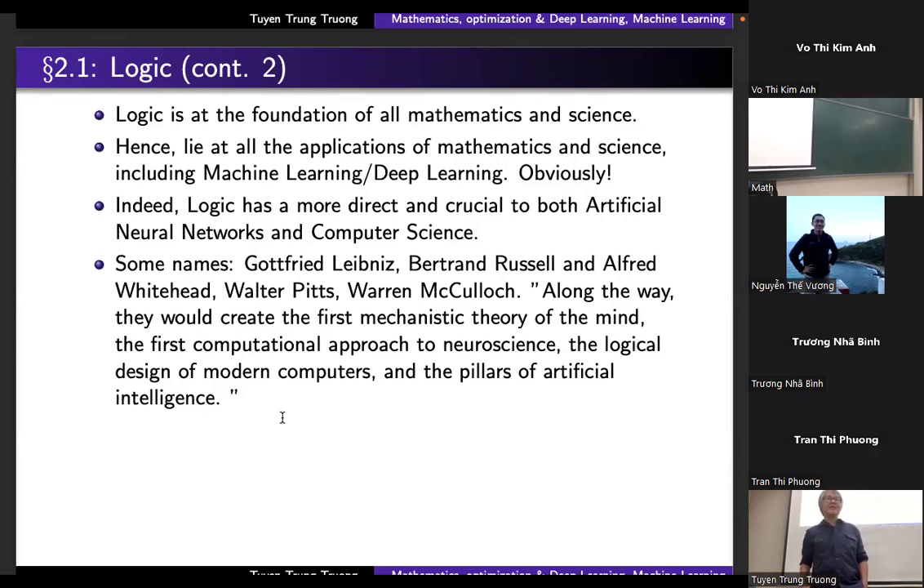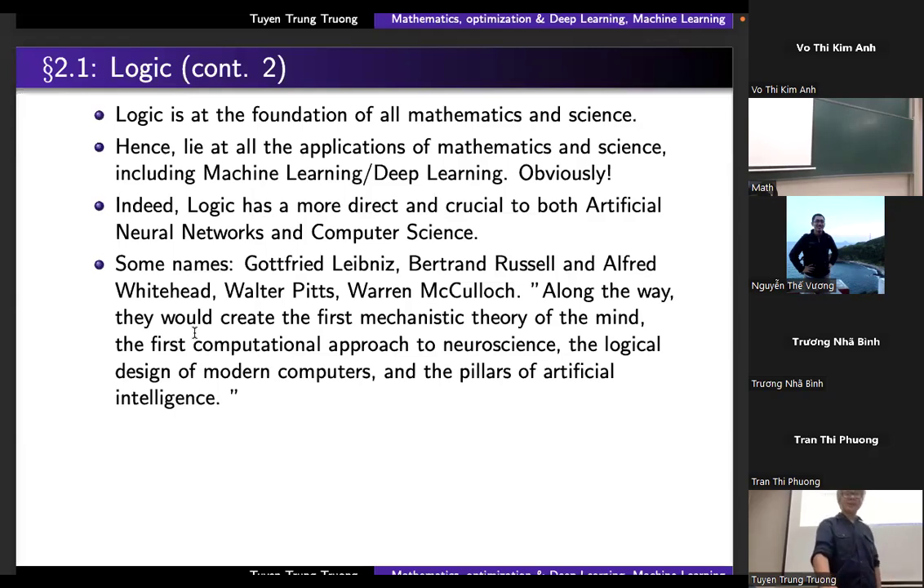So Leibniz's idea was that everything in life you can represent in terms of logic. You can use AND, OR, NOT and so on to represent everything, even life. And then Bertrand Russell and Alfred Whitehead wrote a very big book about this. And then Pitts and Warren McCulloch.